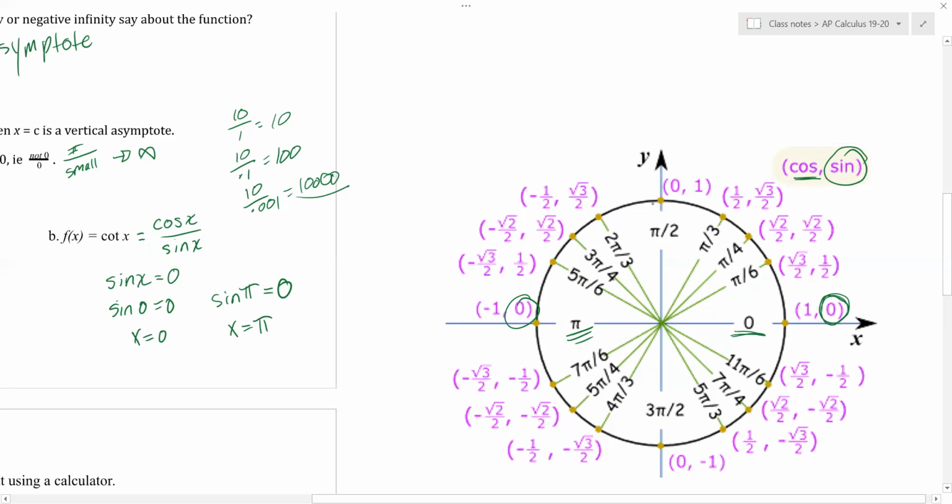Now, in our unit circle, we can keep going. This is 0. This is pi. Every half circle, we can add pi. So pi with another pi is 2 pi. And we keep going, another pi, 3 pi, 4 pi, 5 pi, 6 pi. We can keep going and going and going. So we could write x equals 0 plus k pi, where k is some number.